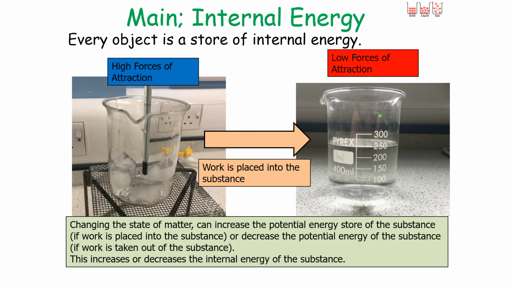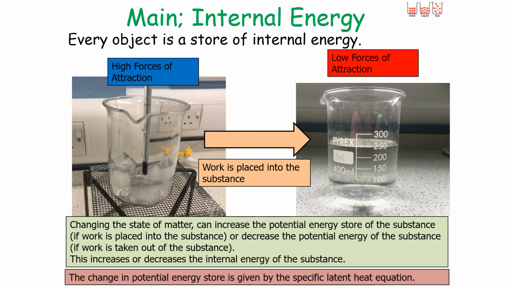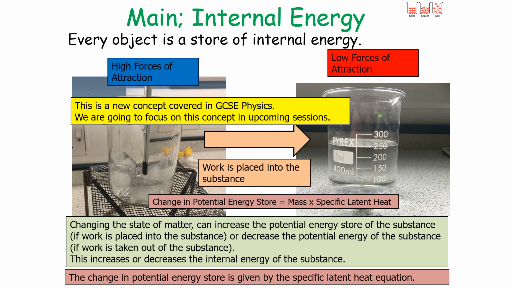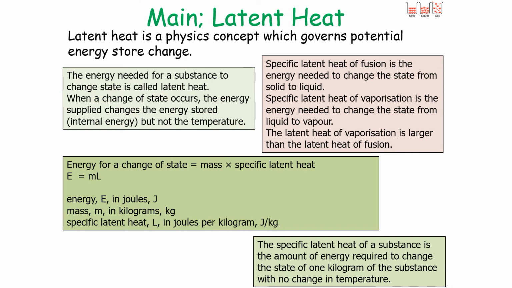Now again, change in the state of matter. So for example, going from solid ice to liquid water can increase the potential energy of the substance if work is placed into the substance, or decrease the potential energy of the substance if work is taken out. So this will either increase or decrease the internal energy of the substance. Now the change in the potential energy store is given by the specific latent heat equation. That equation is: the change in potential energy store is equal to the mass times the specific latent heat. Now this is a new concept in GCSE physics which will be a focus for the upcoming parts of this course. So just to clarify, latent heat is a physics concept which governs potential energy store change.